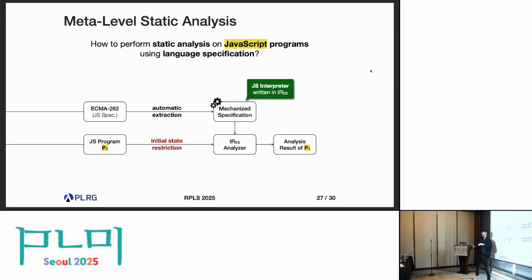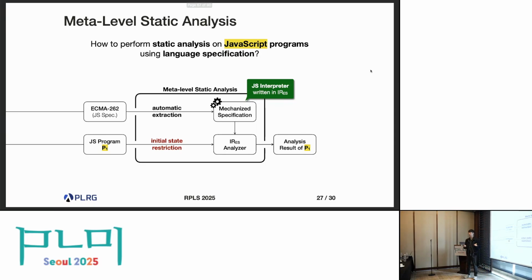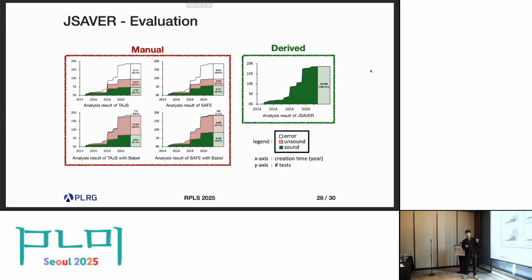It means that this analysis result represents all the possible behaviors of P1. So this is the concept of meta-level static analysis using the definition of the interpreter and the given program. I will skip the details. So this is the result.